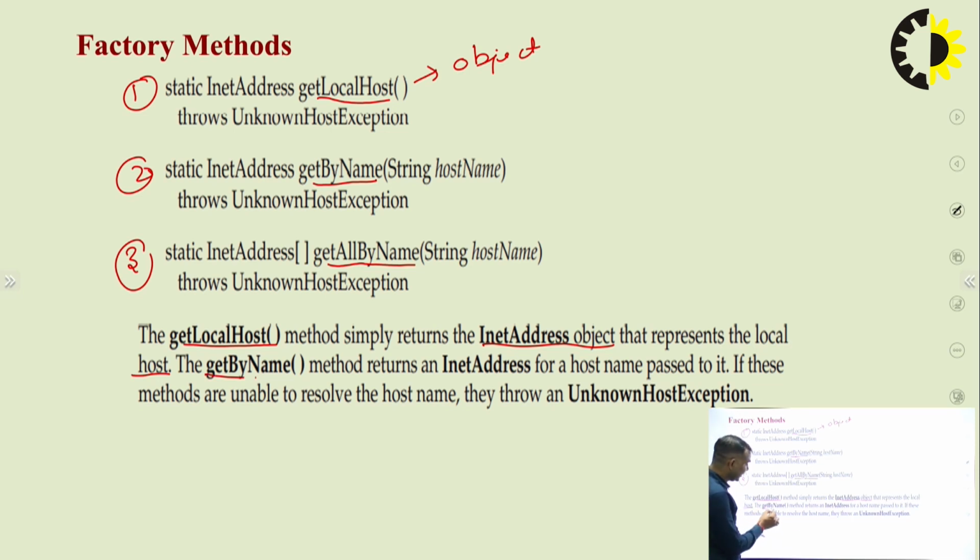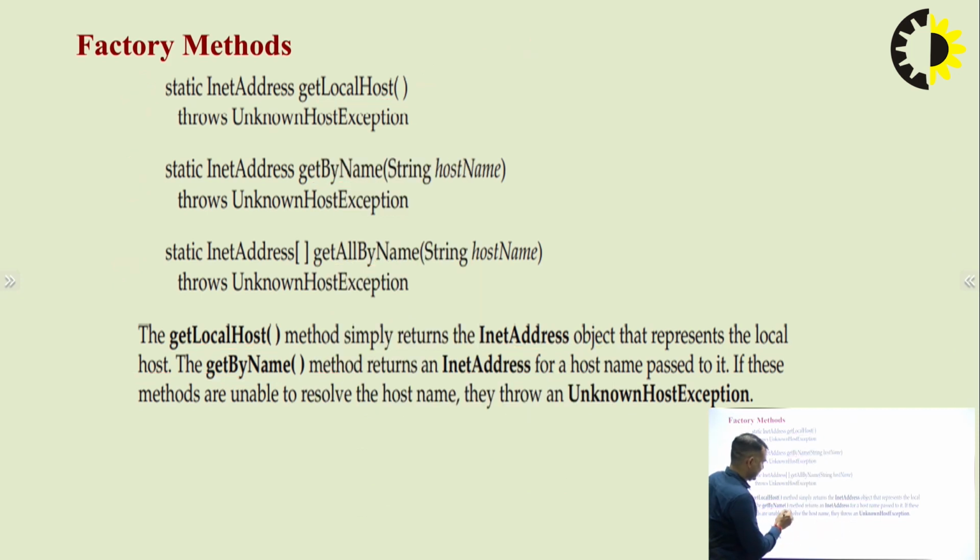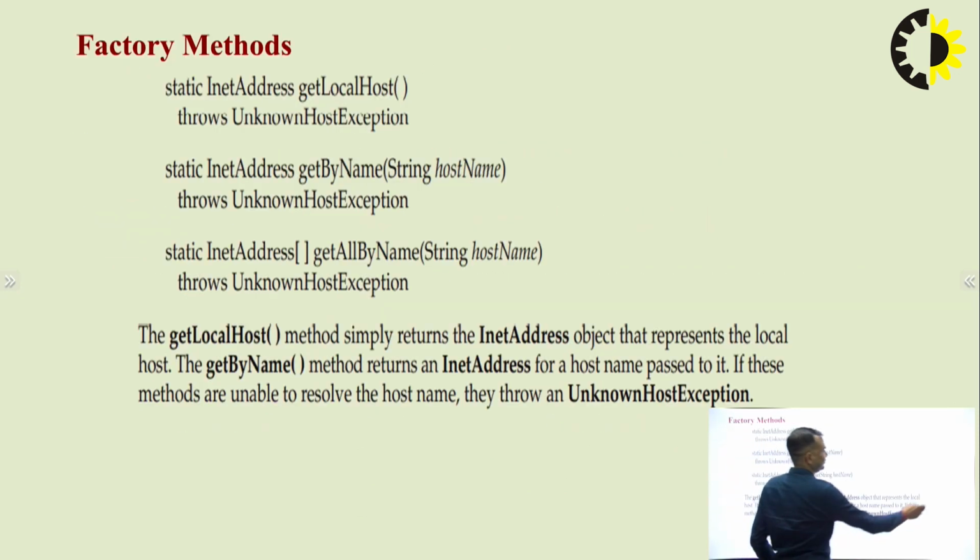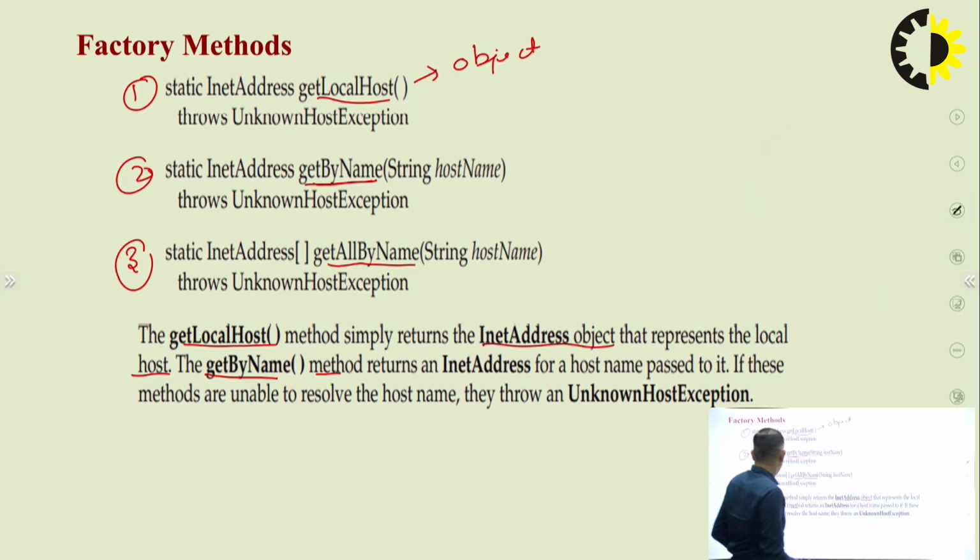Second, if we use getByName, this method returns the InetAddress for a host name passed to it. It takes a host name and provides the object for it. Then the next one is getAllByName, which means if more than one device is connected, it will provide the addresses of all the machines and all the devices.